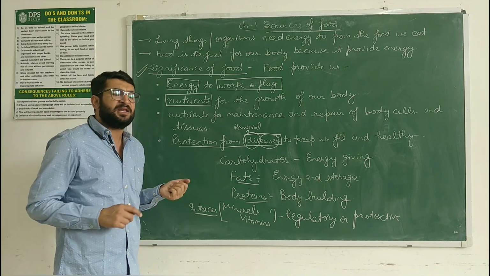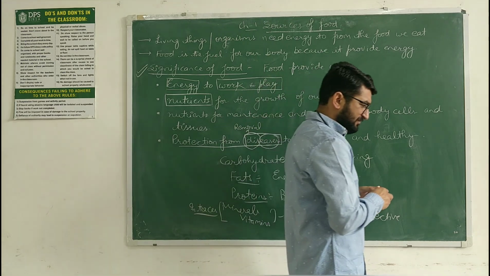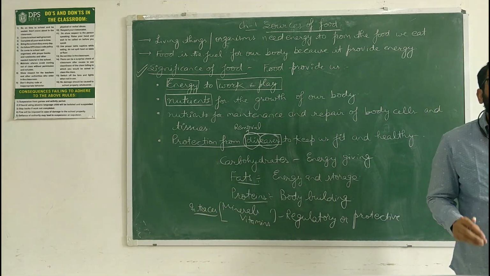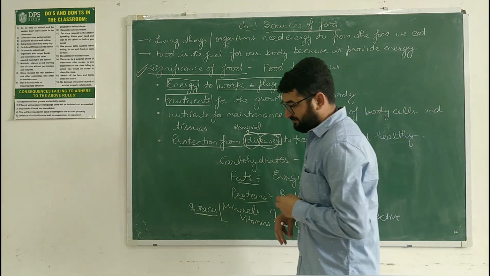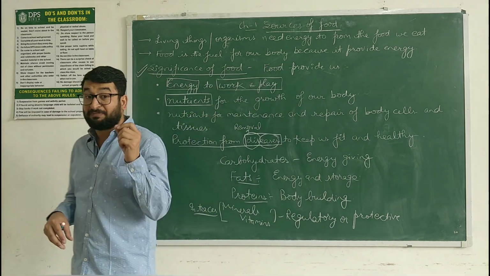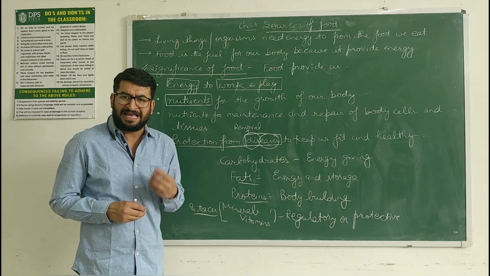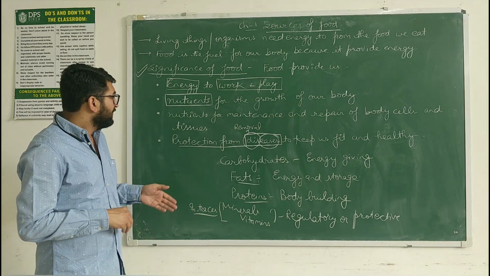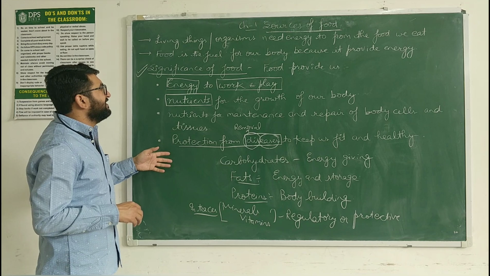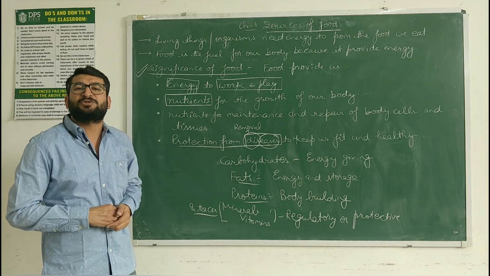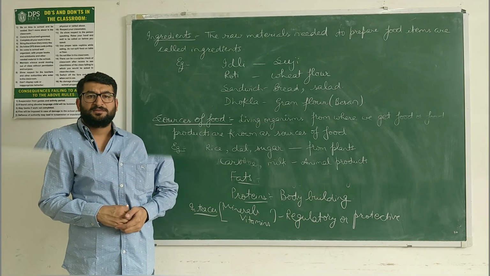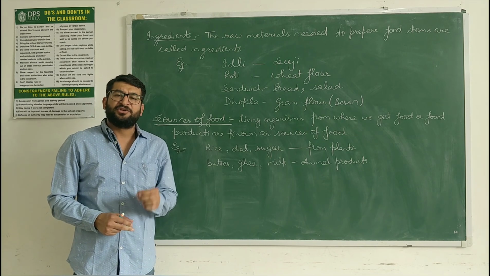The age in which you are is the growing phase of your life. It is necessary for you to have protein-rich diet. So your diet must include the pulses, soya bean, fish if you are a non-vegetarian, egg. So for these basic necessities, we require food, and that is what the importance of food is. Next we'll discuss ingredients.